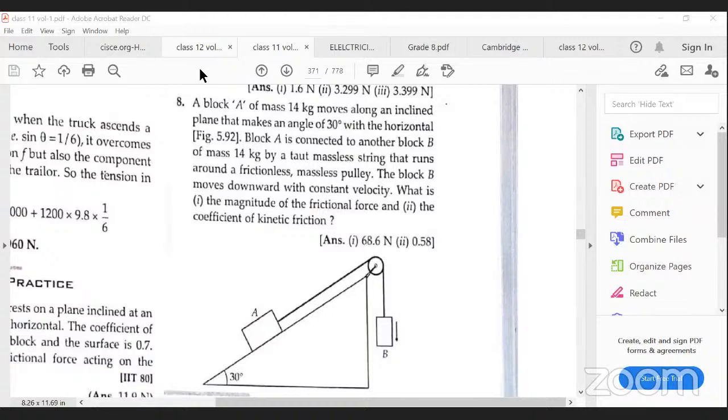Is it over now? Sir, I'm getting frictional force equal to 70 newtons. So you have taken g as 10, right? Yes, sir. Okay, good. Okay, next, mu k.